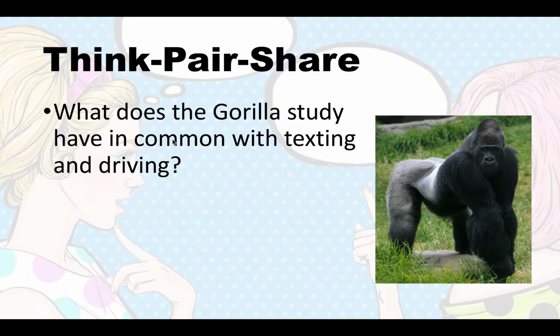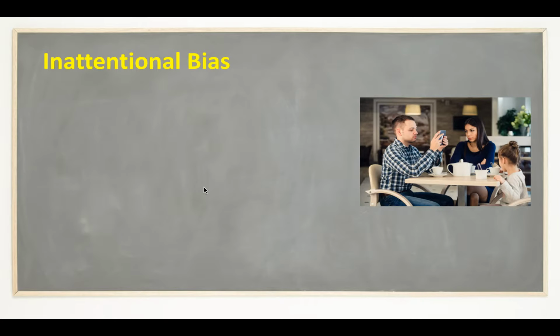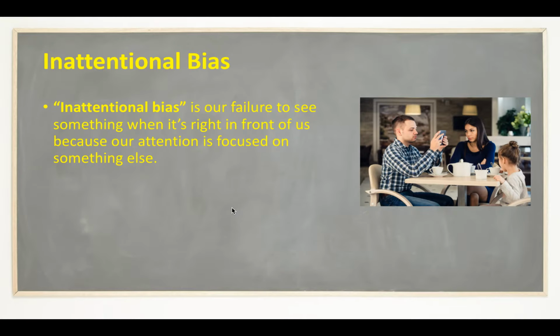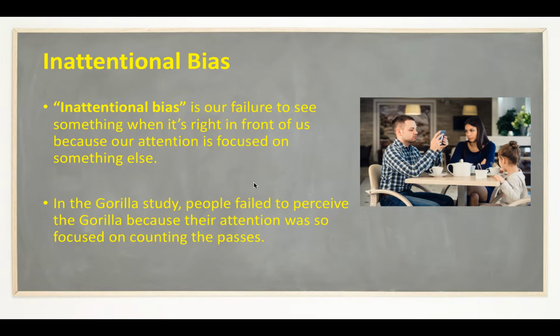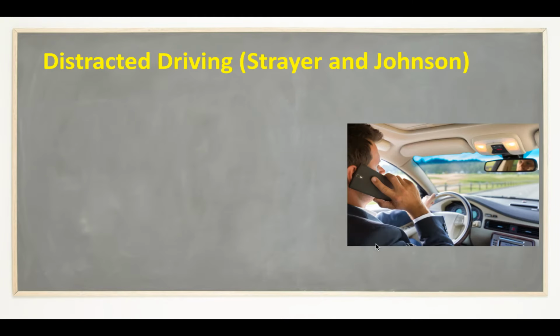All right, so then, after they have a little bit of play of that game, what do these two things have in common? Why are we looking at the gorilla study and then texting and driving? And then we get into a chalk and talk of what is inattentional bias, right? The fact that we fail to see, we have an inattention to some things because we're so focused on other things, right? And that's how it works in the gorilla study.